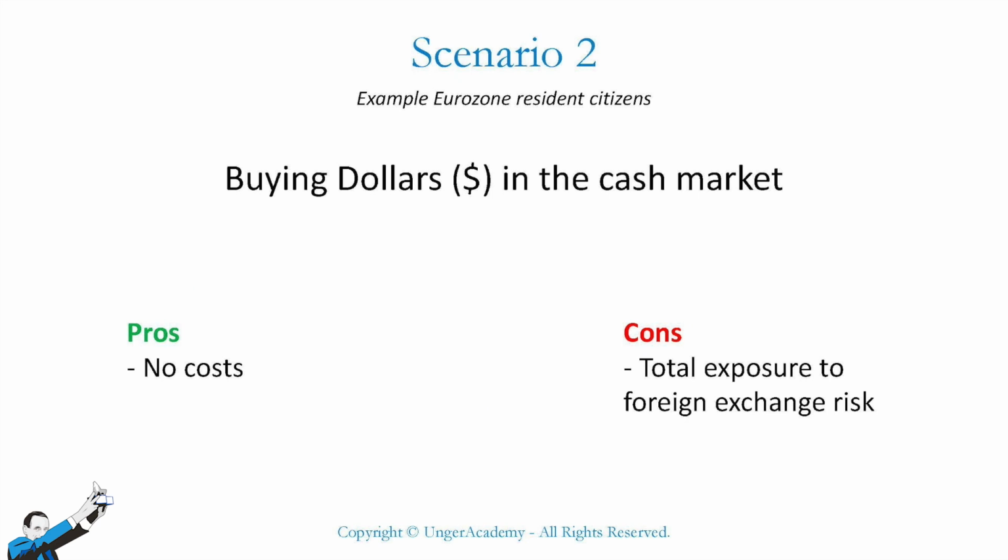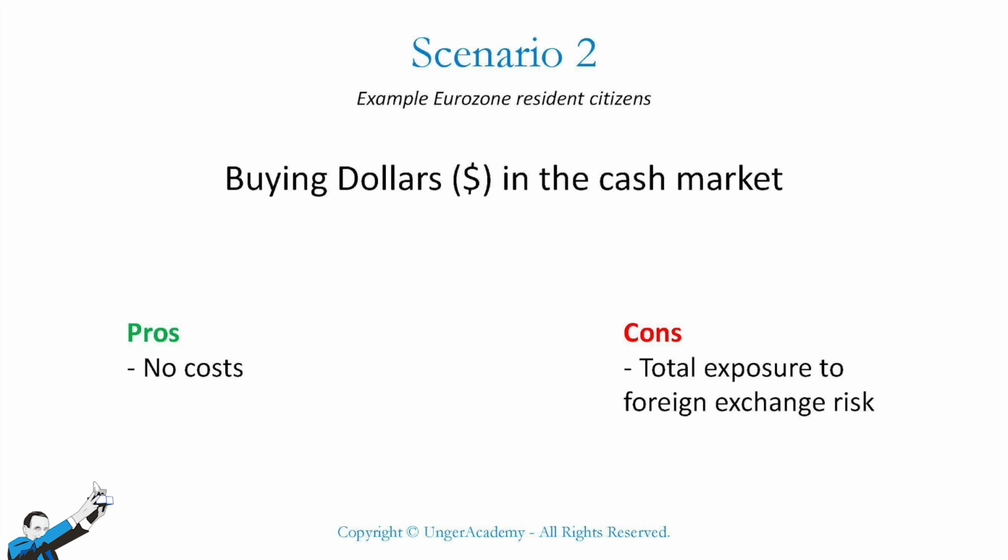Let's move on to the second scenario, in which we decide to buy dollars in the cash market. So we'll have the dollars needed to purchase a foreign security. The advantages are that we own the liquidity and therefore have no cost. Why no cost? Because we don't have to borrow dollars. We don't have to borrow euros. So we'll never be in debt. However, the disadvantages are that we have total exposure to foreign exchange risk, because when we buy dollars, we'll be at the mercy of fluctuations of the euro-dollar exchange rate.